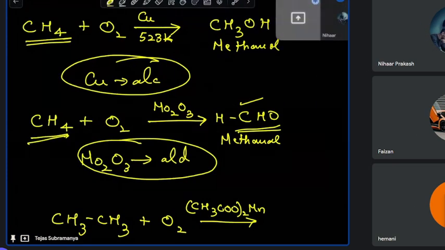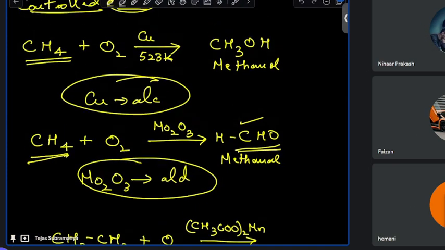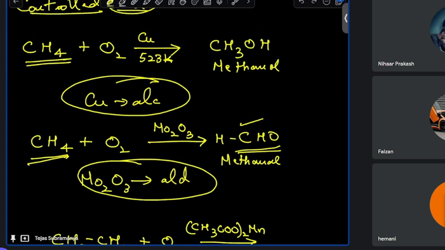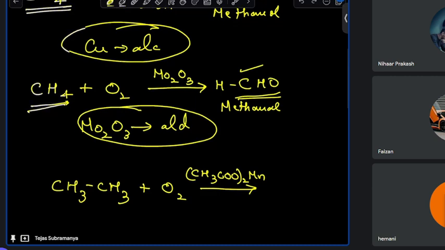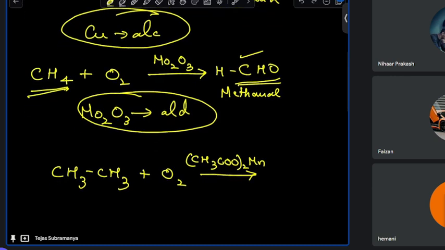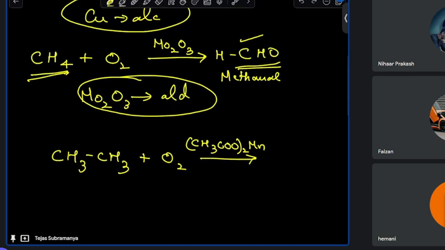I'll repeat. Basically, if the catalyst looks very simple, then the answer is alcohol. A little more complicated, aldehyde. More complicated, oic acid. So in this case, it will be some kind of carboxylic acid.